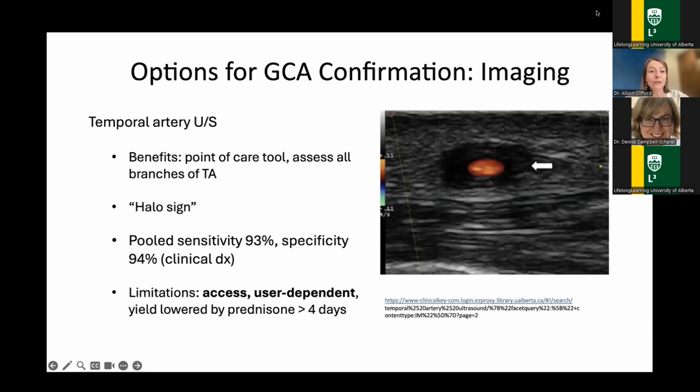Okay. Looking beyond PET, there's also a lot of interest in temporal artery ultrasound. This is a great modality. It's going to be more targeted to the superficial temporal arteries and all the branches, and then also usually includes the axillary arteries as well. The benefit is it can be done point of care, and there's no radiation. It can help make decisions quickly.